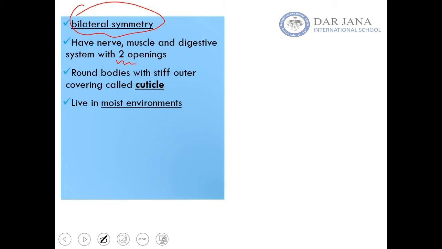So they have a stiff outer covering, which they call the cuticle. Okay? Now you will say the cuticle is the waxy layer that protects the plants. No, here I'm talking about a stiff outer covering for the roundworms. It has a function similar to the cuticle found in plants, but it is for the roundworms.